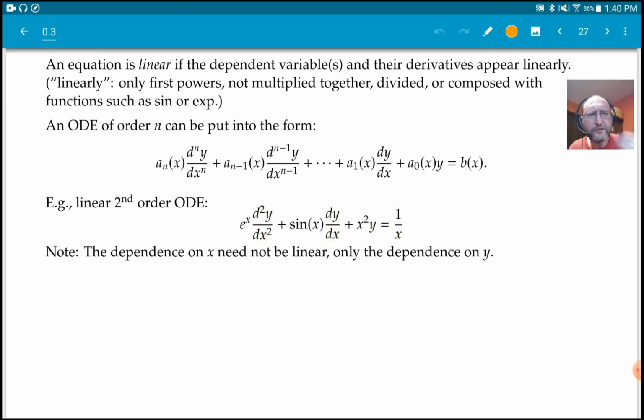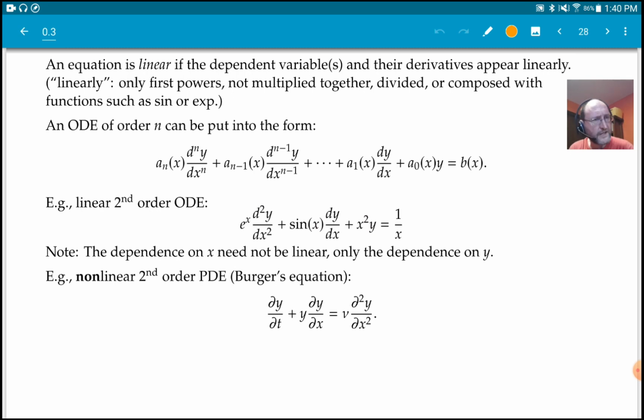Now notice that the dependence on x is not linear at all, right? So it's not that it's linear in all the variables. It's only linear in the dependent variable and its derivatives. That's what we mean by linear. So this is 1 over x, that's not linear. x squared, that's not linear. Sine of x, that's not linear. e to the x, that's definitely not linear either. So none of those are linear in x. That's not what we mean. Just in terms of y and the derivatives of y.